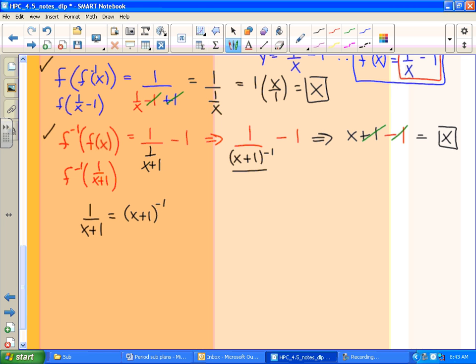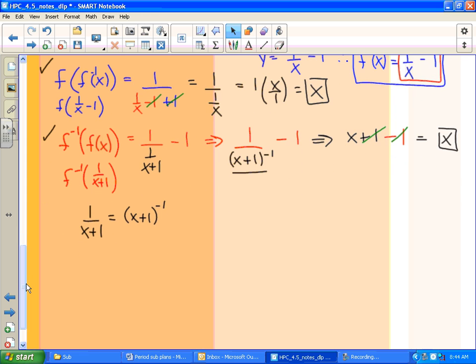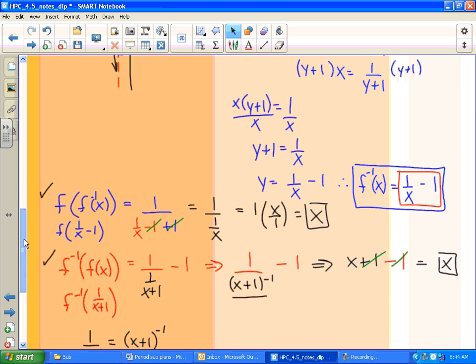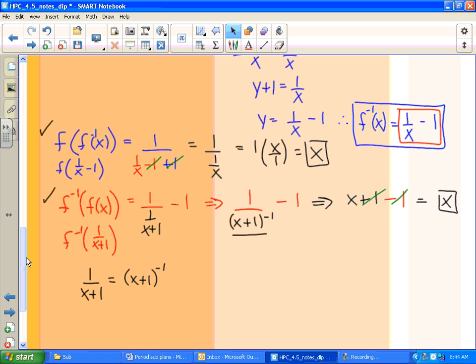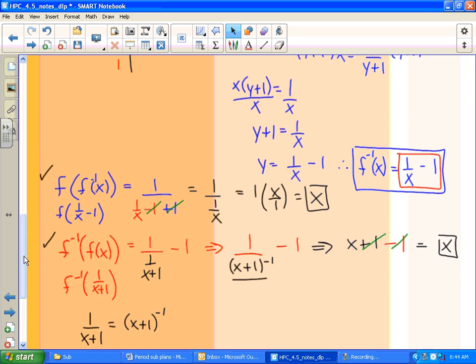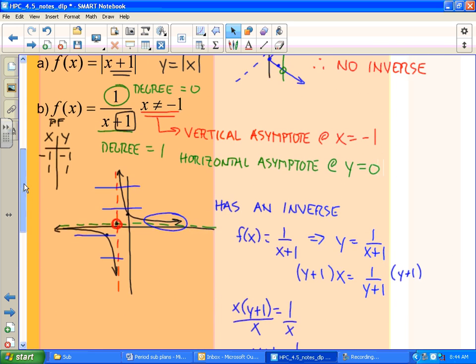So both times, when we composite one into the other, we end up with an x. And so that is the proof, there it is, for showing that two functions are inverses of one another. Not the graph, but the algebraic proof. So, just a warning, people are going to do some different things on this for your test question. That's what I'm looking for right there: plugging one into the other.